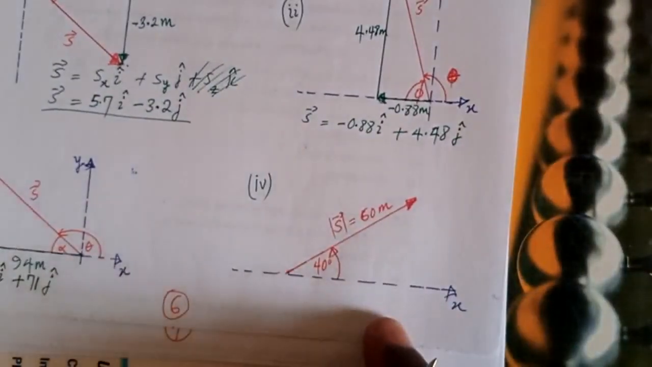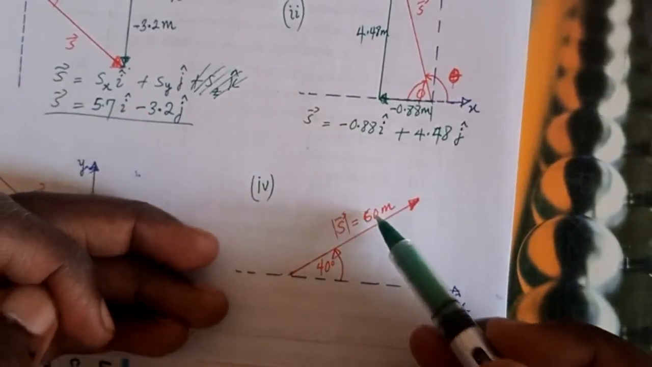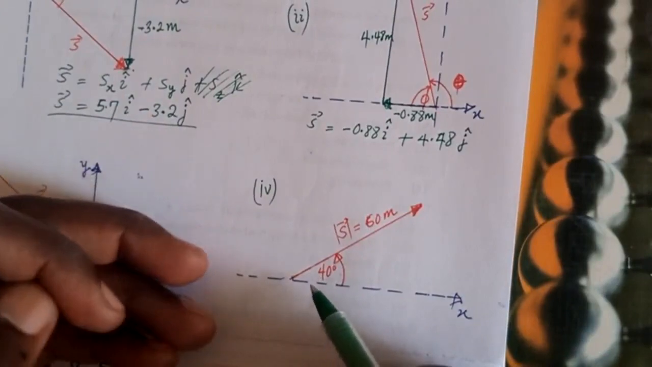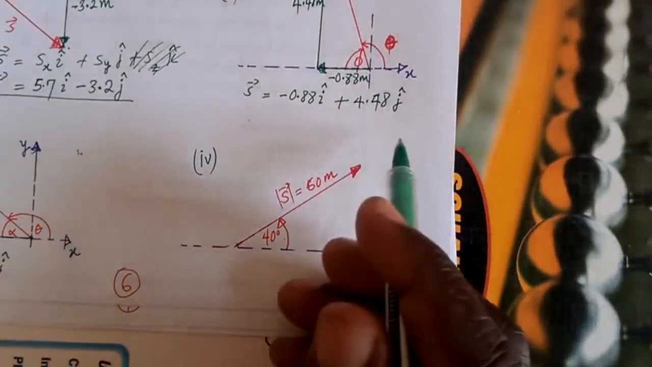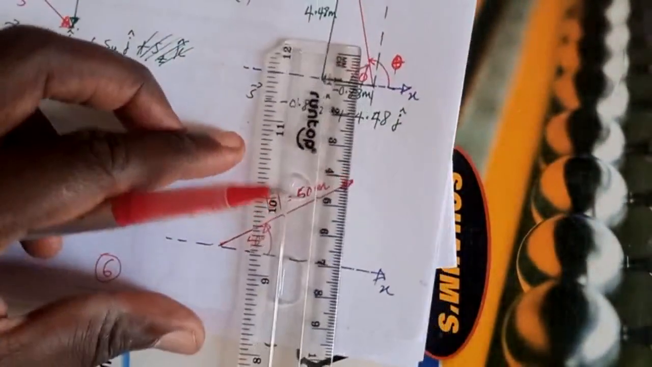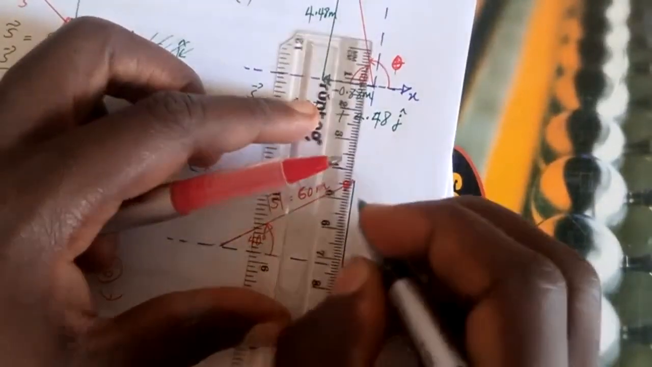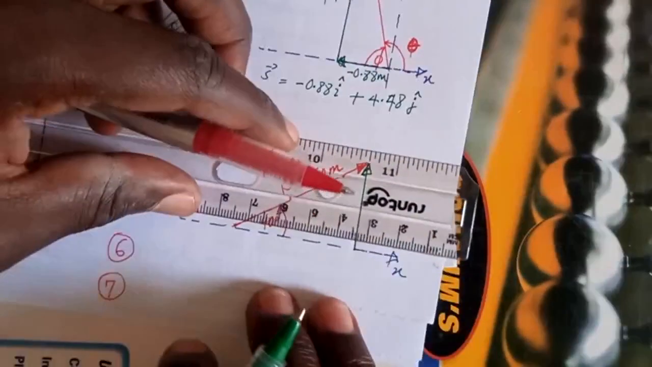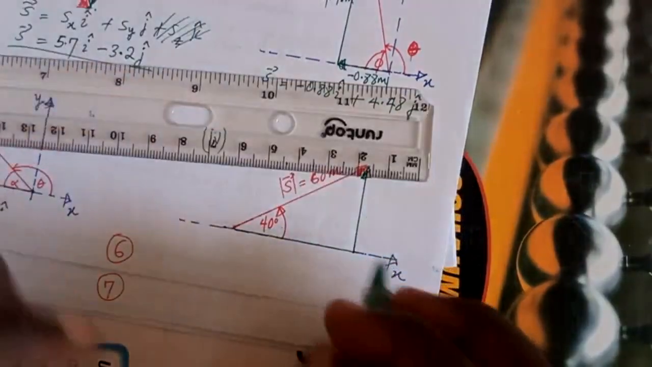This one looks a bit different, because we are only given the magnitude of the vector and the direction it makes with the horizontal. So before writing it in this form, we have to find the vertical and the horizontal components. So let us draw them. Its vertical component is here. This is its vertical component, and then its horizontal component is here. This is the horizontal component.